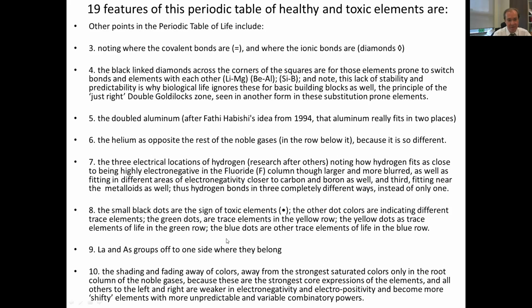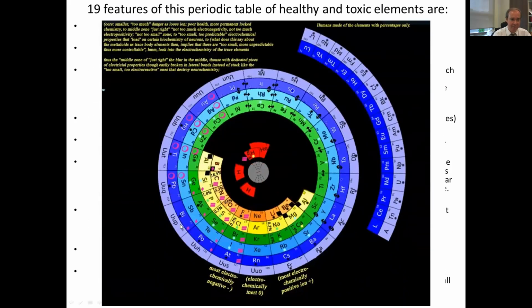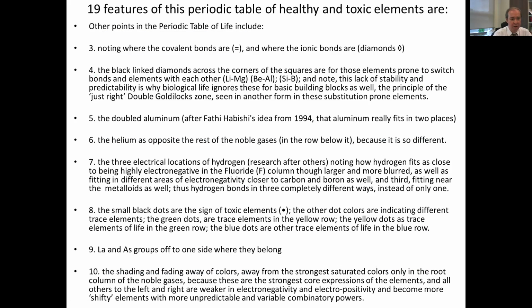But the other dots are different trace elements. Green dots are the trace elements in the yellow row. Yellow dots are the elements of life in the green row. So all those other dots that you see, like these green dots, we're slightly built of those, but it's just in tiny trace amounts, never as an infrastructure. They're really catalysts for chemical reactions, mostly.